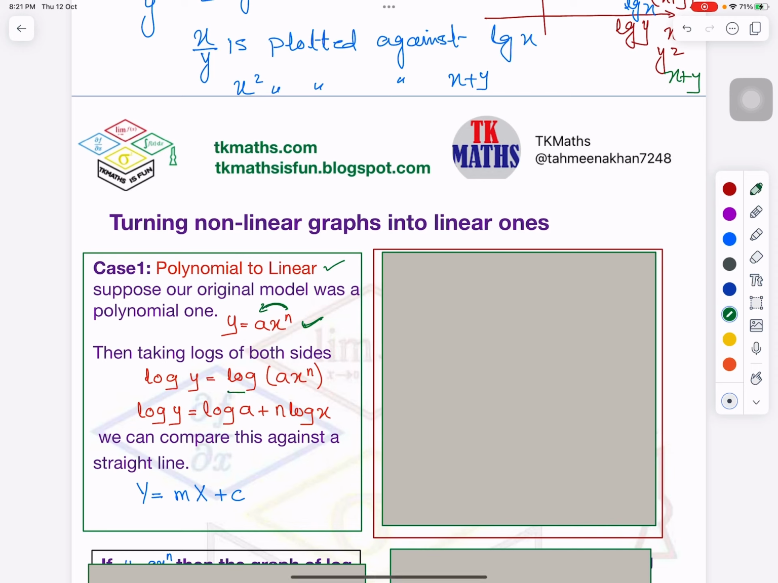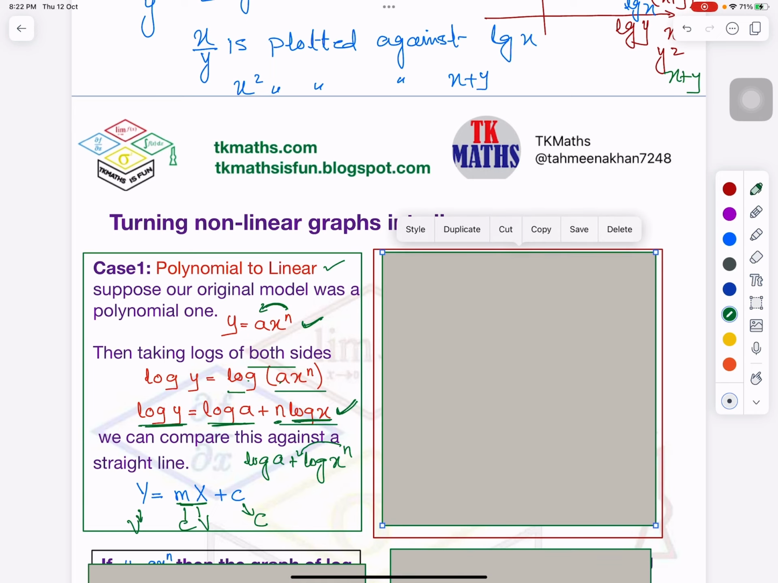Then it is log bracket a x power n. How did I get this from here? By applying the product rule: log y equals log a plus log x power n, and this n will come down here and it will become this. So you see, this is your y-axis, this is your c-intercept, this is your x-axis, and this is your m. Why? This is only a variable, this is only a constant, and this term has both constant and variable. So that's why I know this is the term.